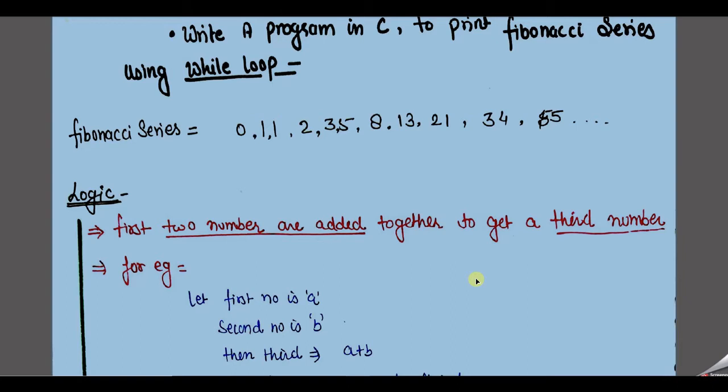When we are clear about our logic, our algorithm, and our flow chart for the task, then we can easily write our program code. So first of all, the question mentioned here is to print the Fibonacci series. So first of all, we need to know what the Fibonacci series is.